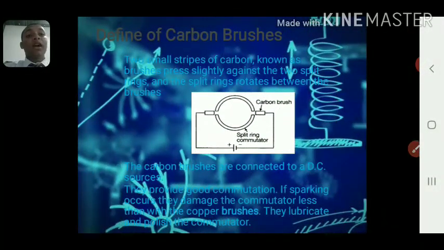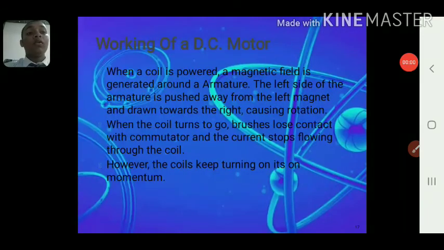Next, the definition of carbon brushes. Two small strips of carbon known as brushes press slightly against the two split rings, and the split ring rotates between the brushes.